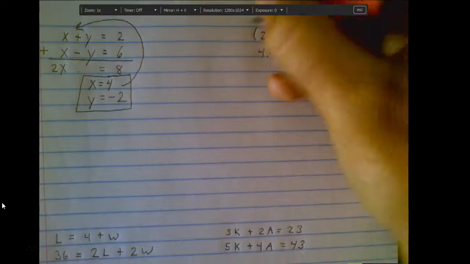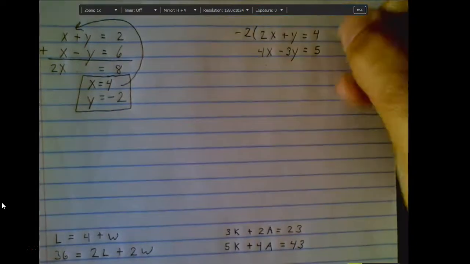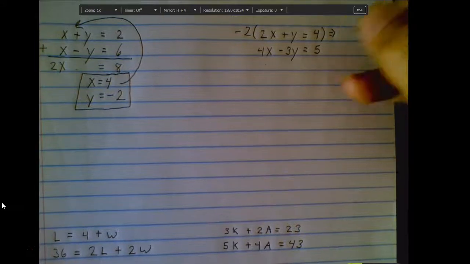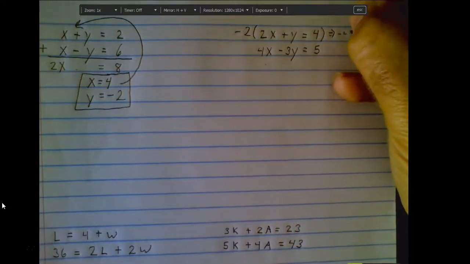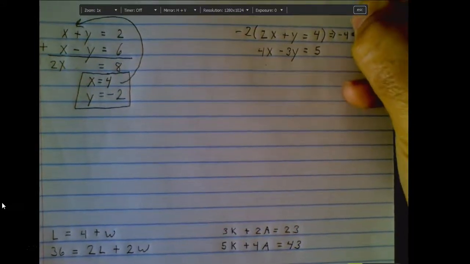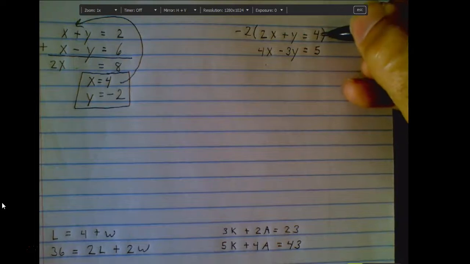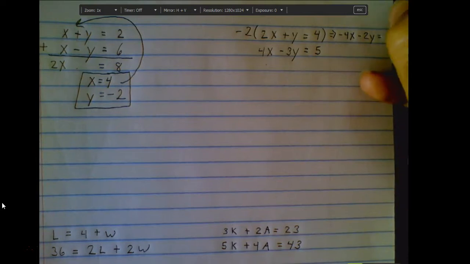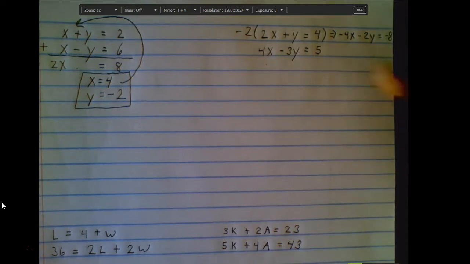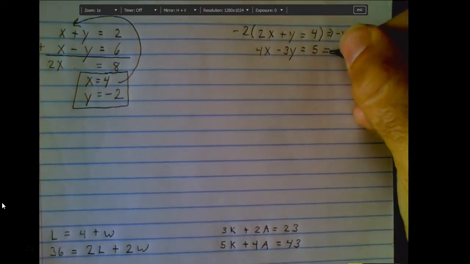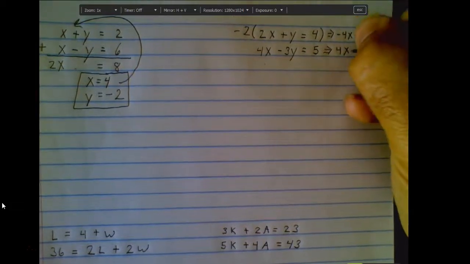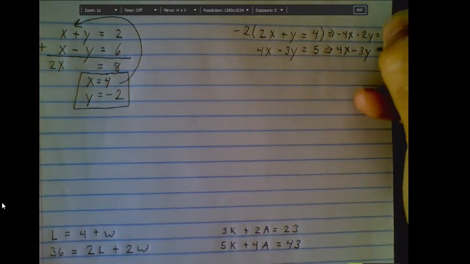So if I were to multiply this equation by negative 2, so here's what we would now have. And you got to make sure you distribute that negative 2 to the entire equation. That's important. A lot of times people forget to do it to the last number and they get the wrong answer. Sorry, I'm running out of room here, so I'm trying to squeeze that in. There we go. And let's just bring over the other equation so that they're nice and lined up for us. So we got the 4x minus 3y is 5.